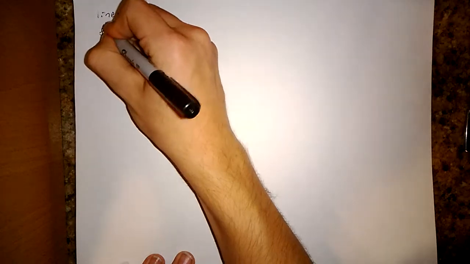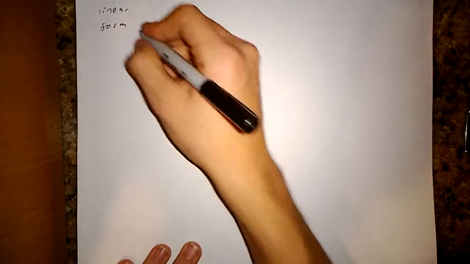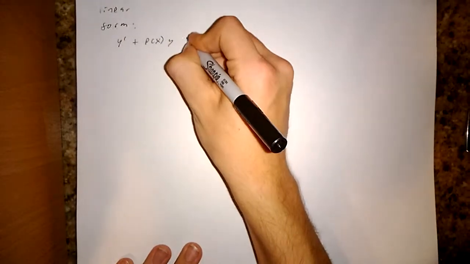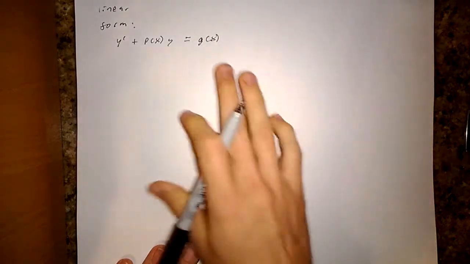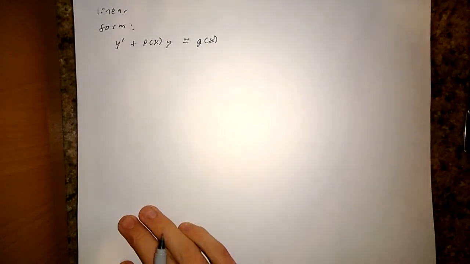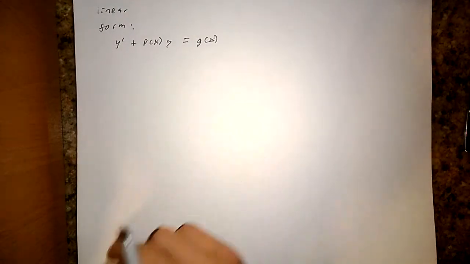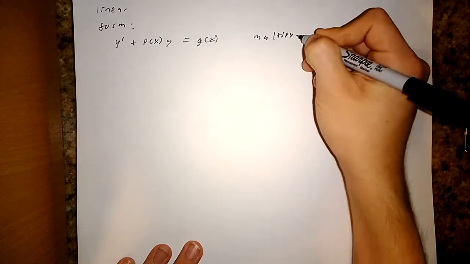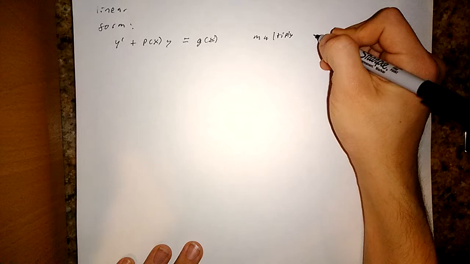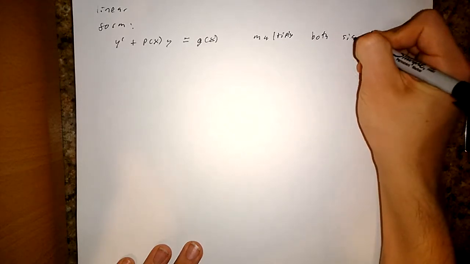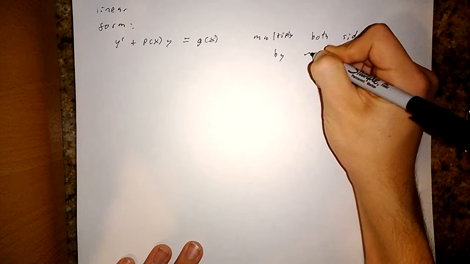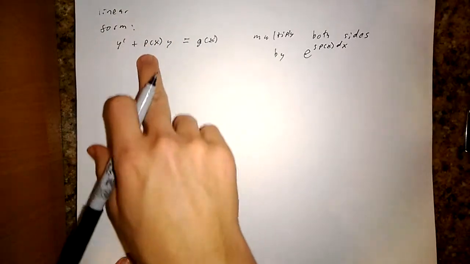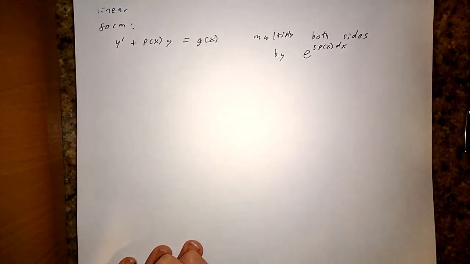Okay, so the form is going to be just like this. It's going to be y prime plus p of x, y equals g of x. Now this is the form. Now to solve, you have to multiply both sides by e to the integral of p of x dx. Now, p of x is just this function. P of x and g of x just means that it's a function of x.